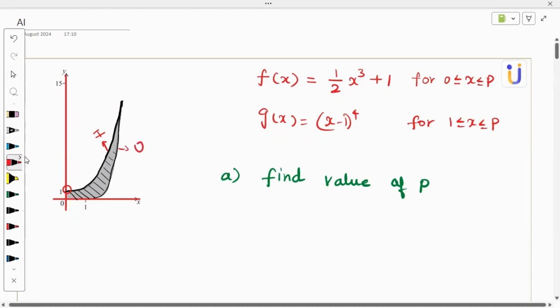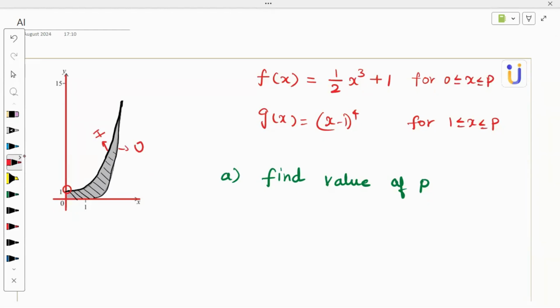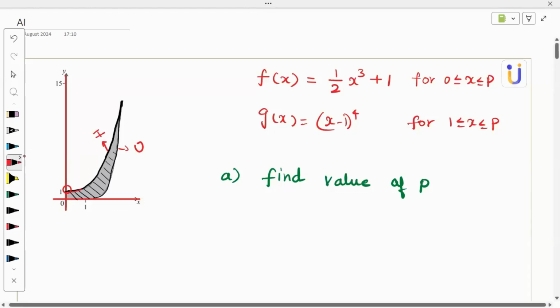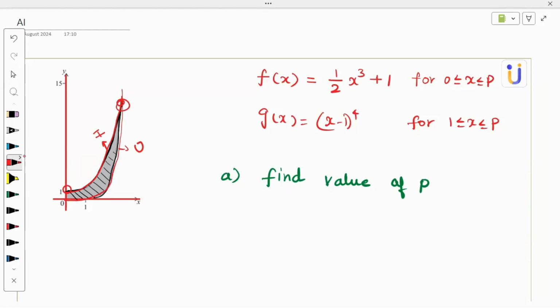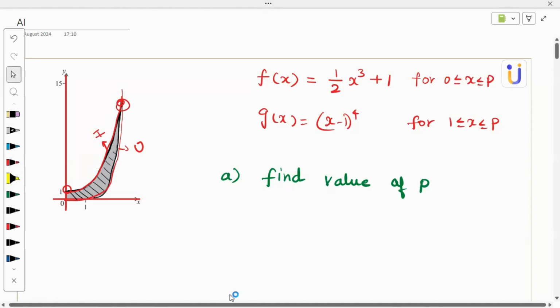Now, they are defined in this interval 0 to p. g of x is defined as x minus 1 the whole power 4 for 1 to p. What is p? From 1 to p, we can see over here, then from 0 to p. So the point of intersection of these two graphs is p. Finding p is very simple. Using the GDC, we can just graph them and find the intersection point. Right? Moving to the GDC now.